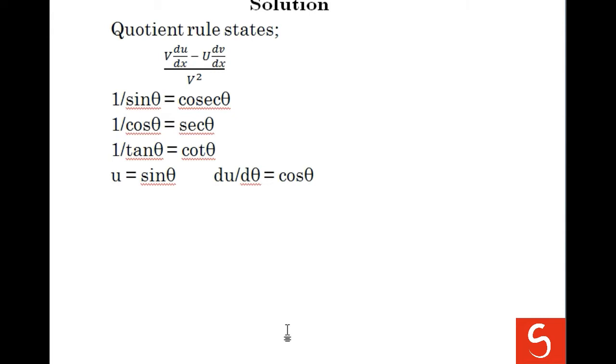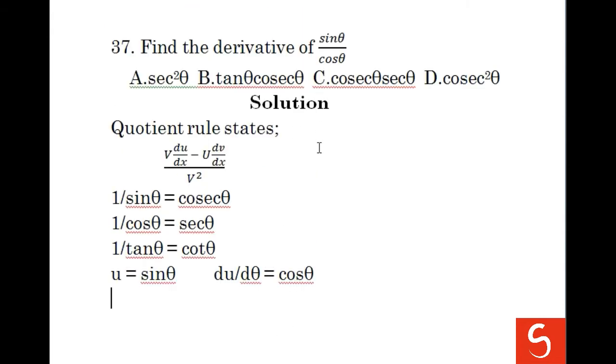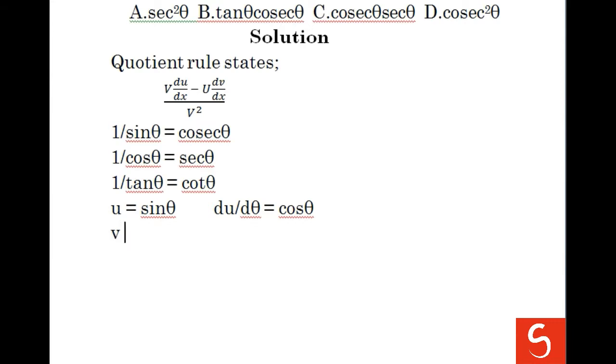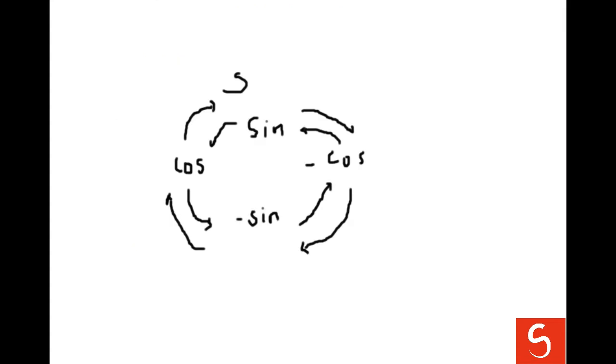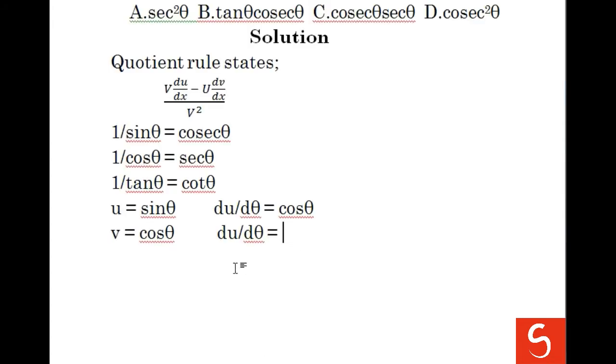So whenever you differentiate sine theta, we have cos theta. V is equal to cos theta, and then we need dv d theta. When we differentiated sine, we had cos. When we differentiate cos, we have minus sine. So we are having minus sine theta.